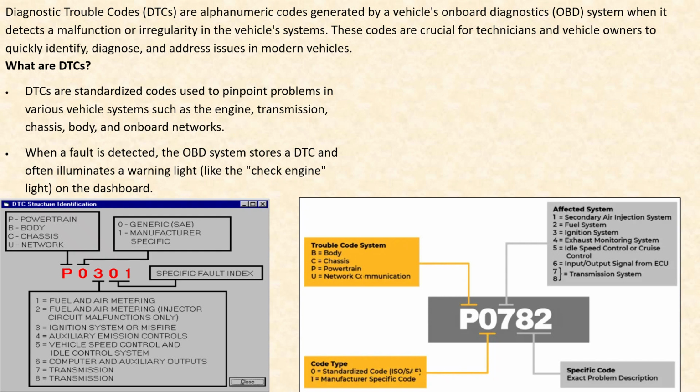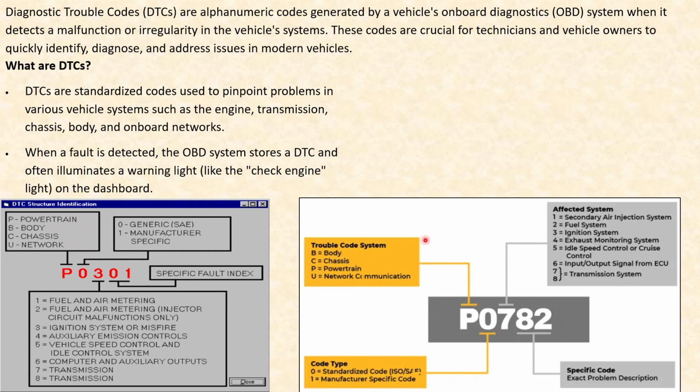Now the 3, the next digit, denotes one among these: fuel or air metering, ignition system, auxiliary emission system controls, vehicle speed control, computer and auxiliary inputs, and transmission. This is how you identify the code. And the last two digits, 01, stand for the exact problem description.